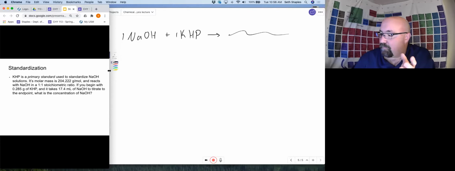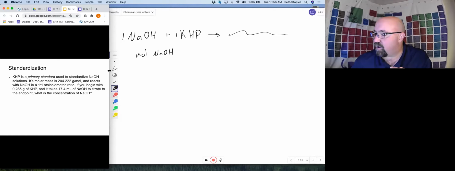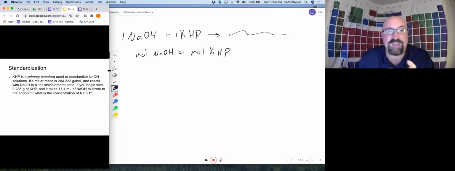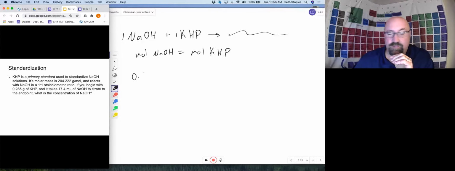And so what we have to remember is, like we mentioned with the standardization practice, or with this solution stoichiometry, is that at this endpoint, when I say that I've reached the endpoint of my reaction, my moles of NaOH that I've added are going to be equal to my moles of KHP that I had to start with. And I knew that it took 17.4 milliliters to get there. And so I need to find first, what are my moles of KHP that I started with? I know that I started with 0.285 grams of KHP.